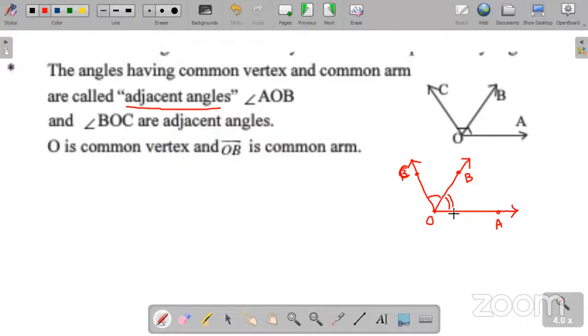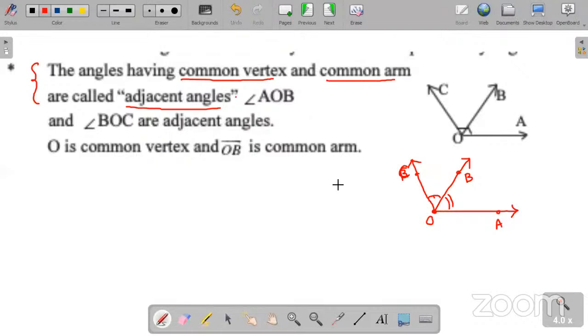So these two angles have the same vertex, which is called the common vertex. The angles have a common vertex, and one of the arms is a common arm. What are the arms here? OA, OB and OB, OC are the arms. OB is the common arm. So this is the concept of adjacent angles.